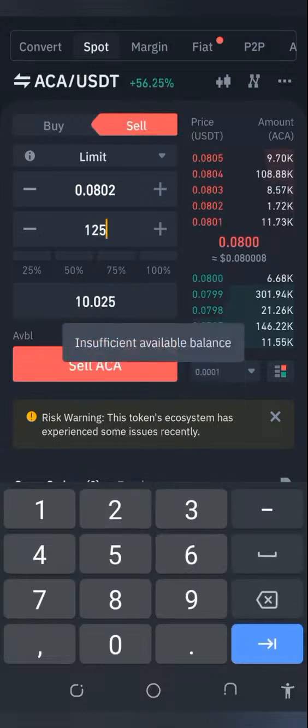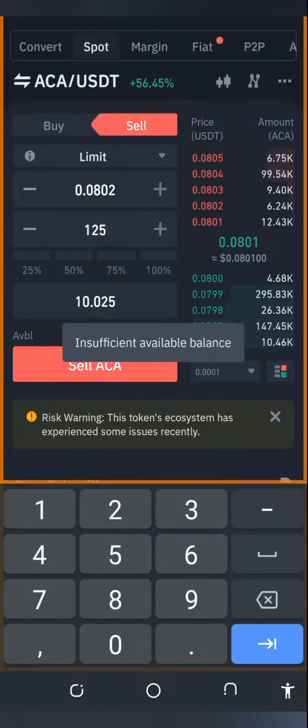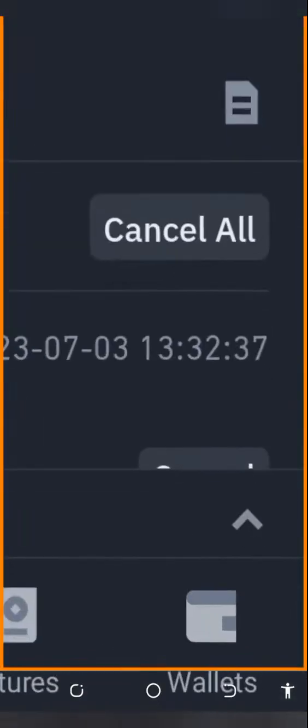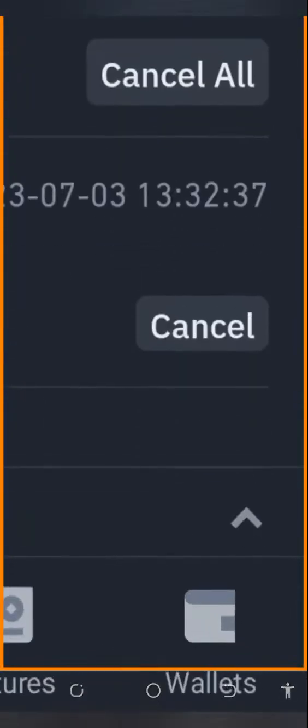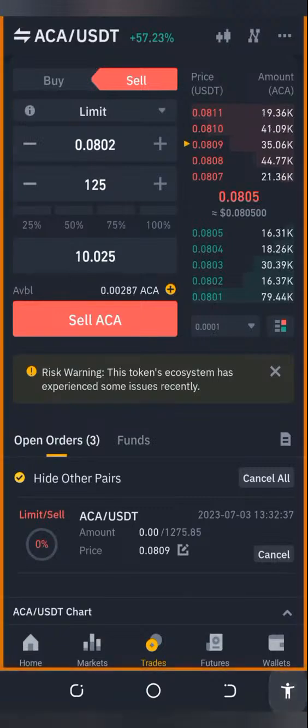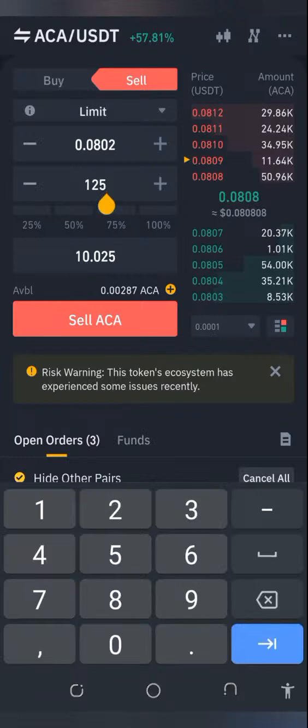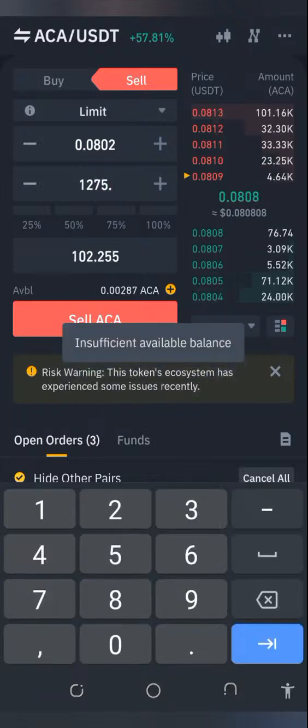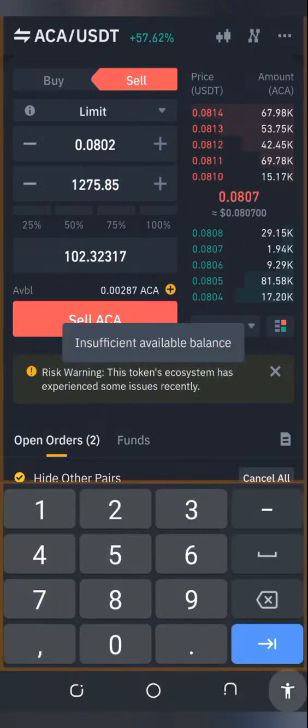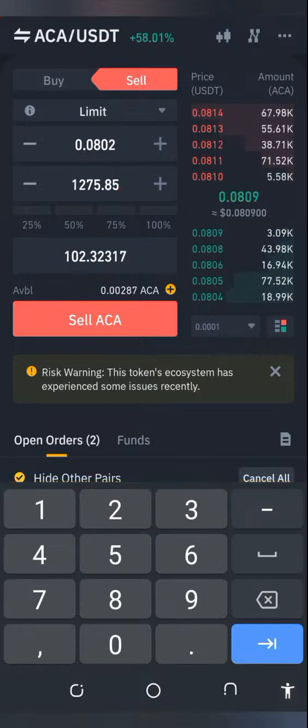125. Am I right? Let me check it again. I'm not sure. Let me see. I think I'm excited. Let's see. We're talking about 1275, okay? 0.85. 1275.85. We're currently in profit. I'm cashing out. I am cashing out.